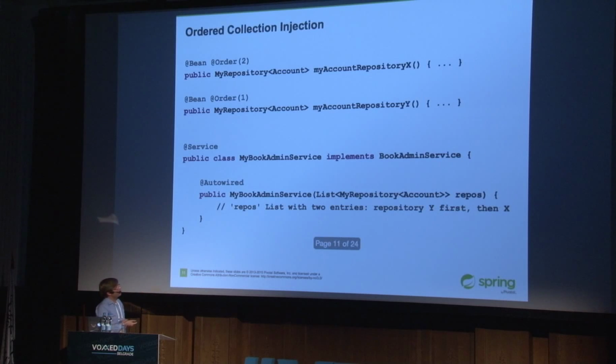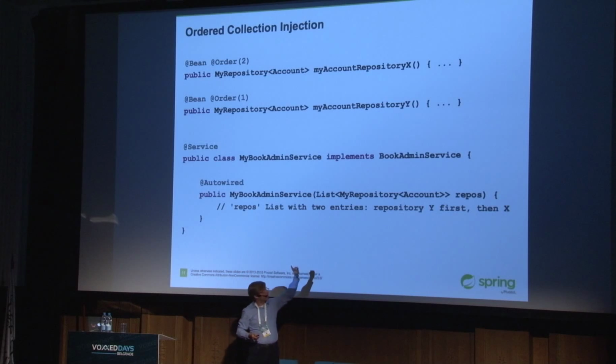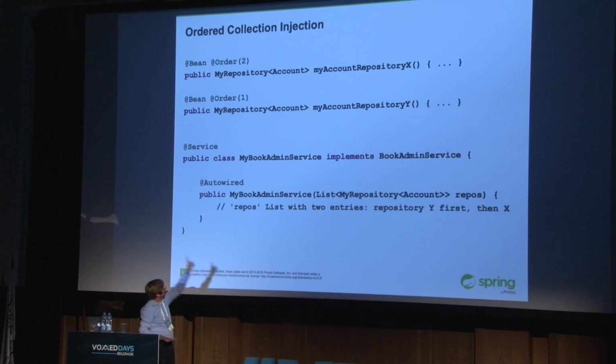Right, a variant of this. You may choose to declare a list of MyRepository of Account. Well, we do the obvious for you. We are going to look for MyRepositories of Account in the set of beans in the system, in the context. We're going to take them and assemble the instances into a list that we're then injecting. So we're going to take both of the beans above because they are both MyRepository of Account.